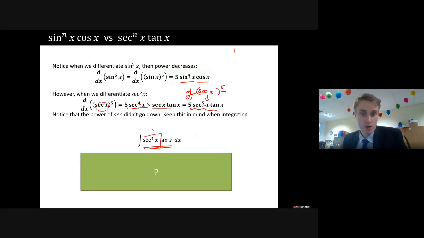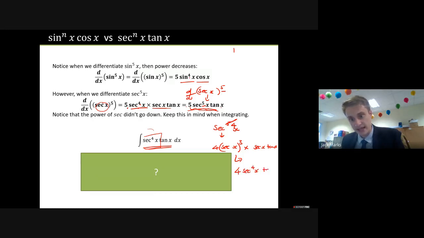You might try, for example, sec to the power of 5 as the thing that you think should integrate to. But if you test that, what did you get? Well, when you differentiate that, we've got the result up here. You get 5 sec 5 tan x, which is not that thing there. So don't try that one. Try this one. Try sec to the power of 4x. And you will get 4 sec x to the power of 3. That will be the outside, and the inside will be sec x tan x. If you clean all of that up, you will get 4 sec to the power of 4x tan x.